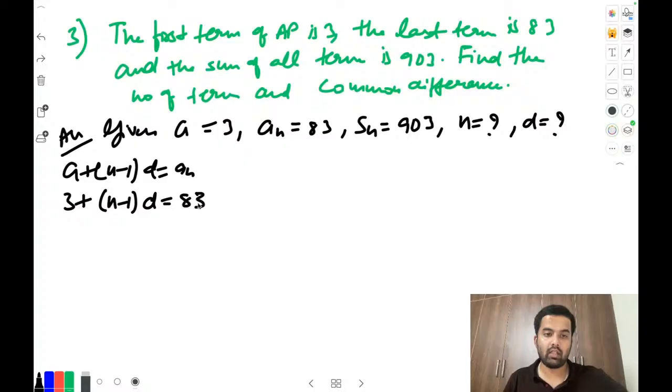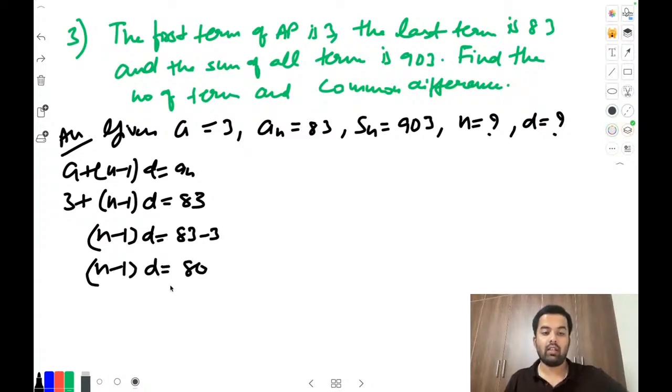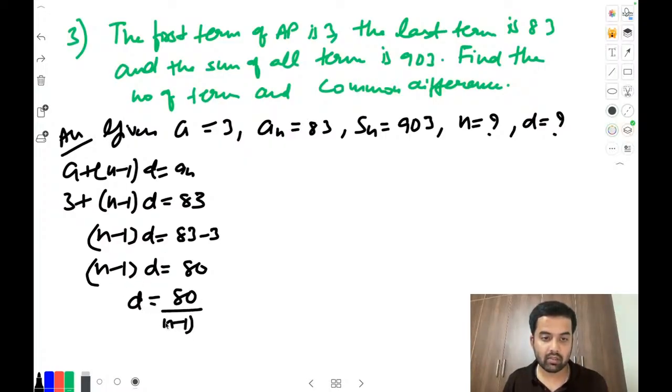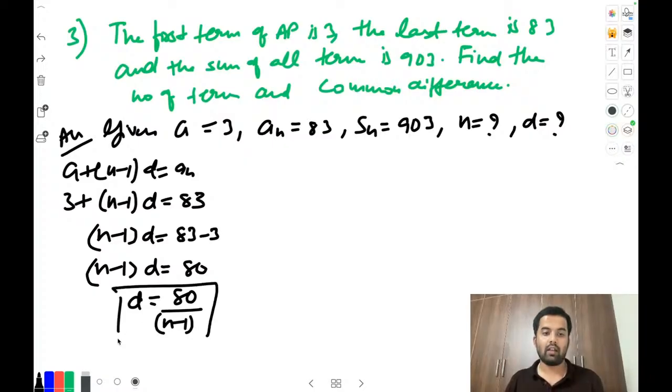An is what? 83. And (n minus 1) d as it is: 83 minus 3. Okay, (n minus 1) d as it is, this becomes 80. Now see here, that is the only trick here. What is the trick? Just take out the d value from this. So this will come to this. Is it clear? d value is 80 by n minus 1. Okay, it will go below.